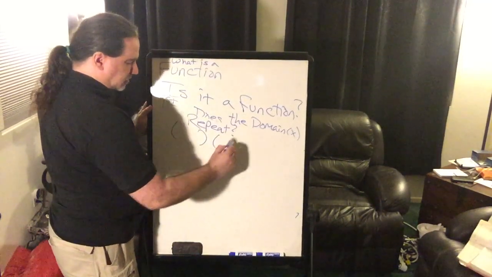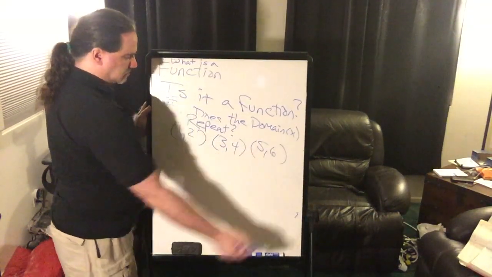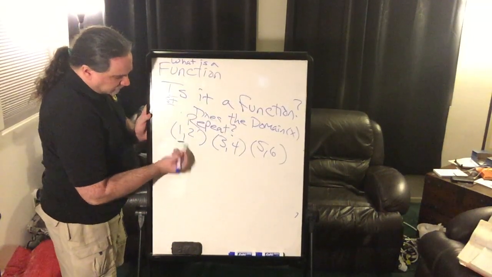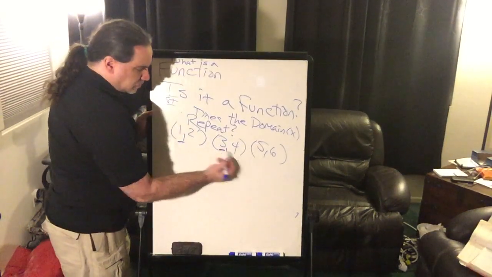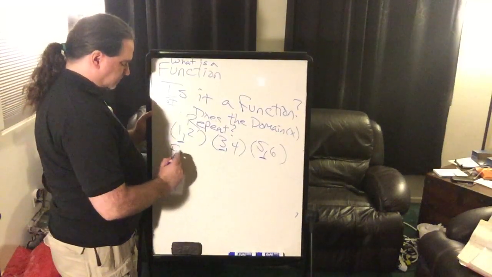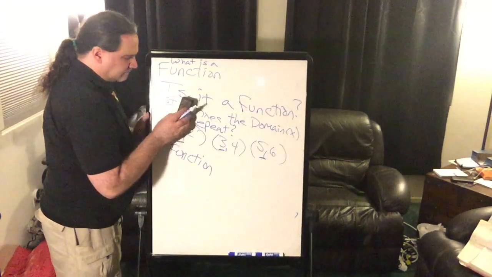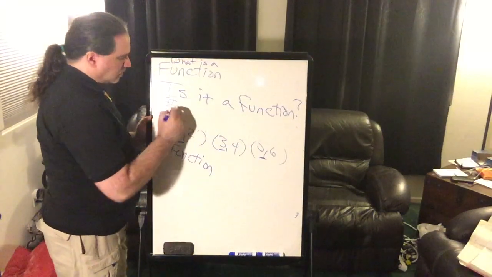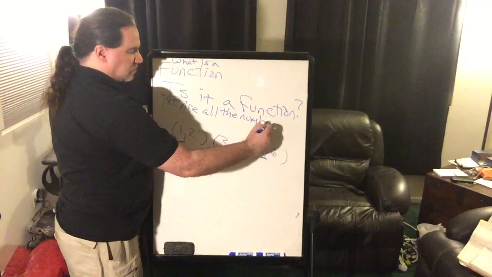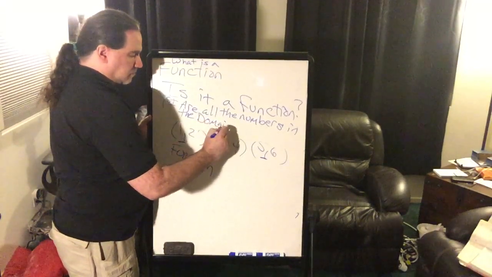So we have a list of points: 1, 2, 3, 4, 5, 6. And I say to you, is this a function? All you do is look at the first number. That's the domain of each of these ordered pairs. Are those all different? Yes. Then it's a function. In fact, just what I said, let me even change this one more time. Are all the numbers in the domain different?